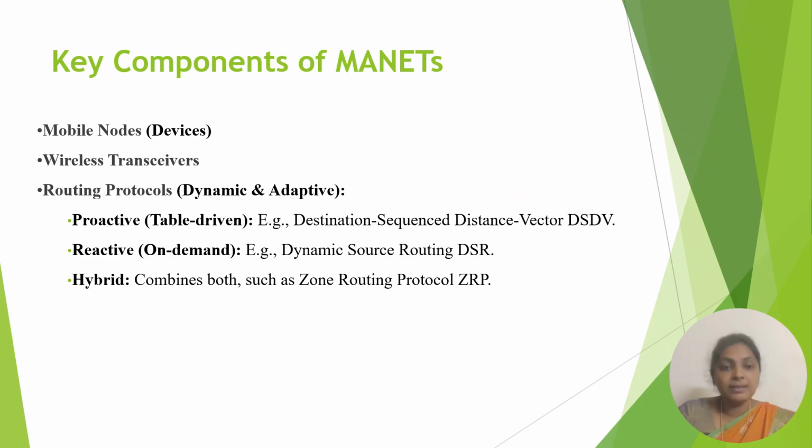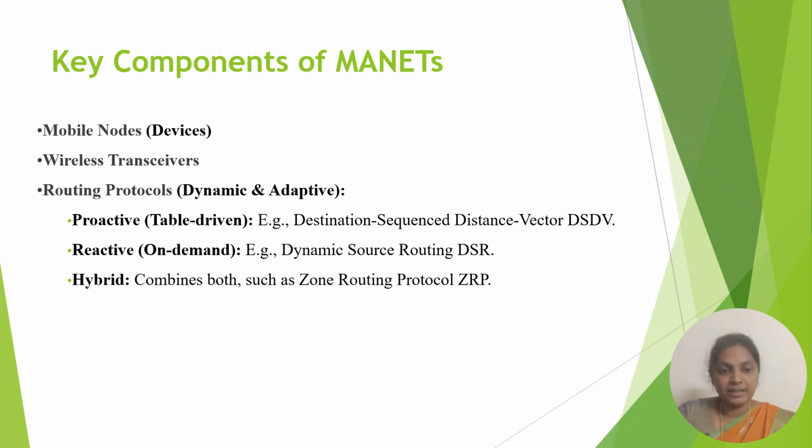As you can see here, three different classifications of the routing protocol are utilized. Proactive, which means it is a table driven approach. That is, beforehand itself, it will understand the topology and derive the routes. For example, we have one such protocol defined over here, the destination sequenced distance vector DSDV protocol, which means it determines the paths prior to the packet transmission itself.